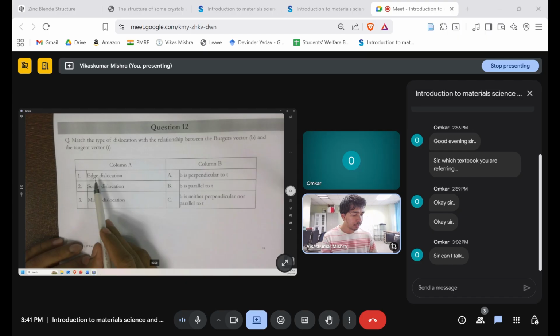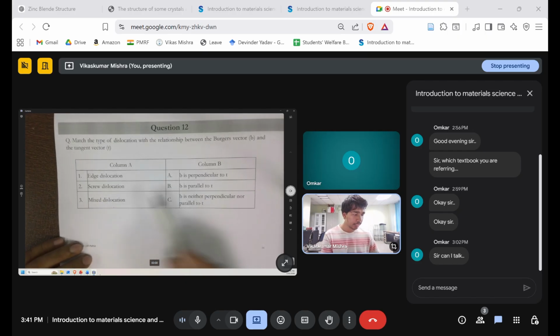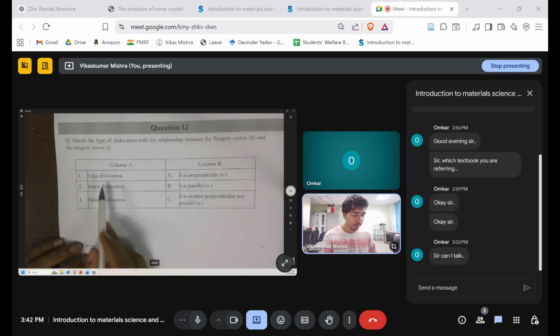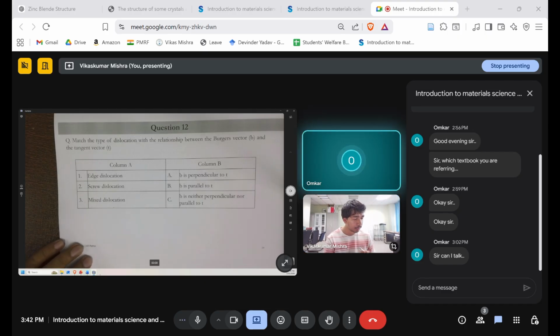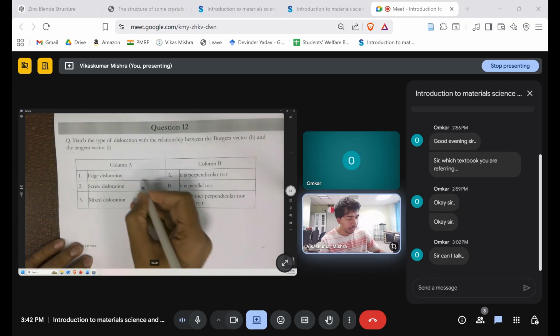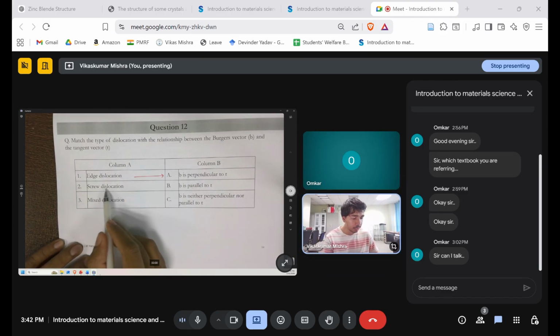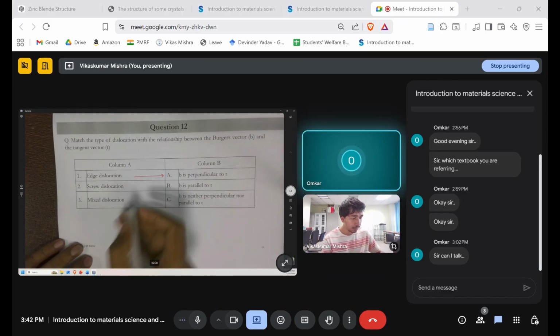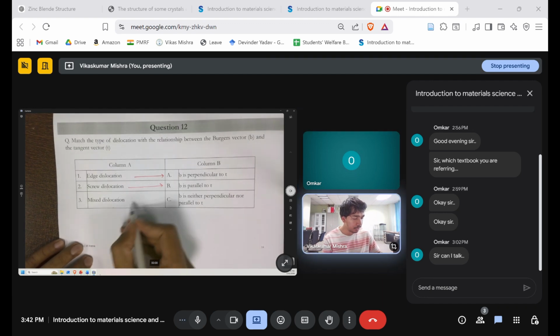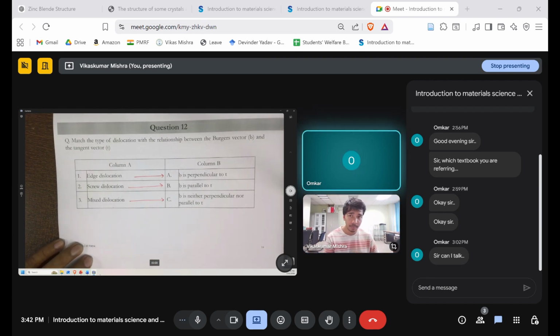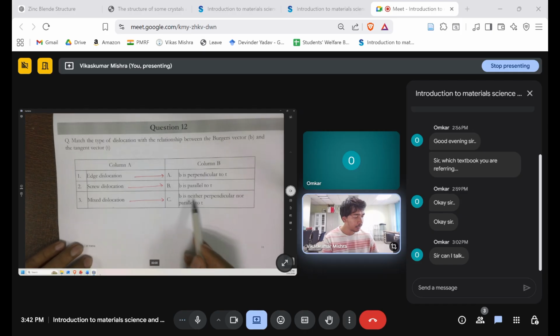The relation between the different dislocations and their Burgers vector and the tangent vector, we have to discuss that. Edge dislocation, first one: perpendicular to the tangent, right? So B will be perpendicular to the tangent. That is option A. The screw dislocation: parallel to the tangent. And the last one is the mix. So mix will neither be perpendicular nor parallel.